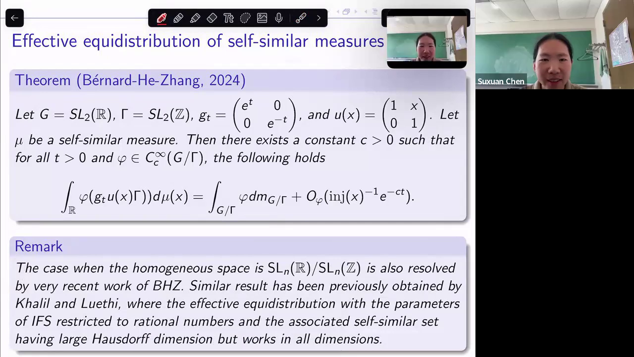Okay. So we just finished with the condition. Then we have the following effective equal distribution result. If we integrate the function phi with the variable g_t u_x Gamma over the self-similar measure mu on x, then it is equal to the integral of phi over the homogeneous space G mod Gamma plus some error term. This error term depends on phi and the starting point x.